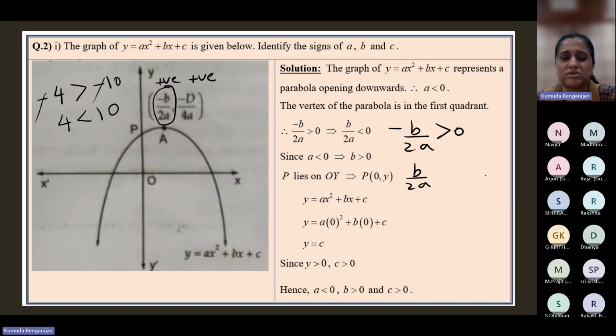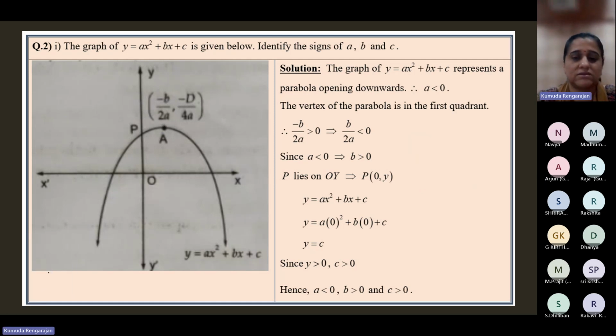And 0 is neither positive nor negative. It's just 0. But I've changed the signs on both sides, so the inequality is reversed. B by 2A is less than 0, because I've changed the signs on both sides. Now, let me put this back in your mind. We were saying that minus B by 2A lies in the first quadrant, so this thing is positive. Changing the signs on both sides.